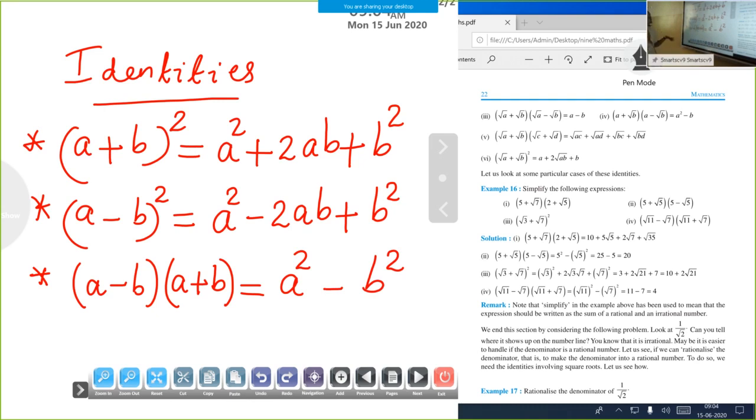This we already studied in 8th standard. So using these identities, next we need to solve problems. So first identity is a plus b the whole square, a square plus 2ab plus b square. And the second one, a minus b the whole square equals a square minus 2ab plus b square. And the last one, a minus b into a plus b equals a square minus b square.